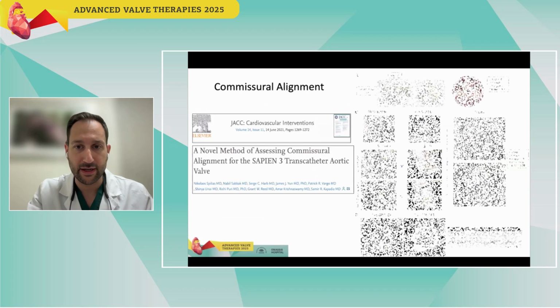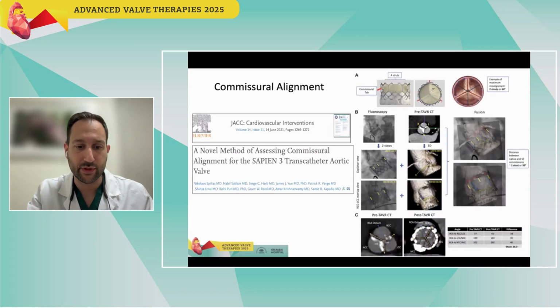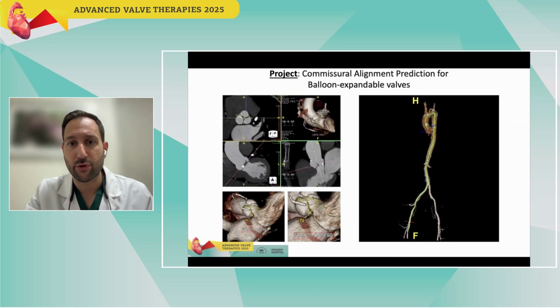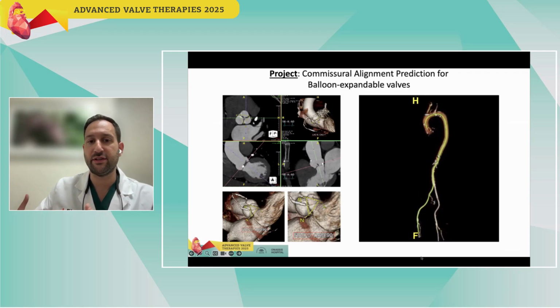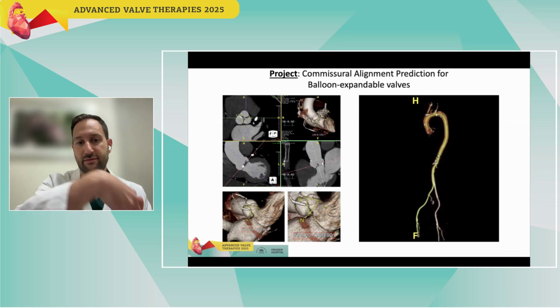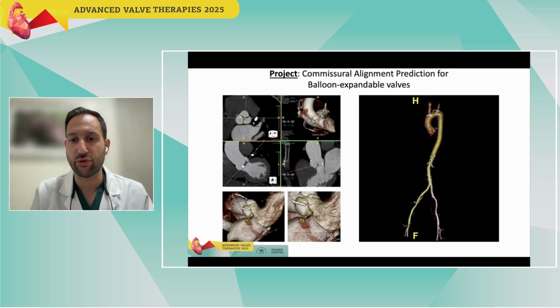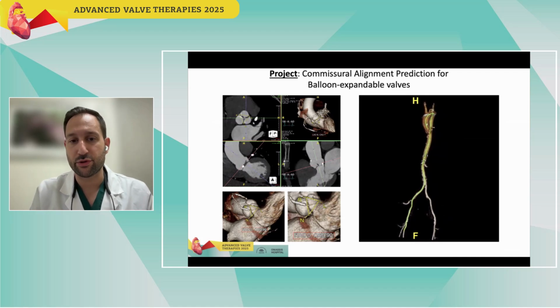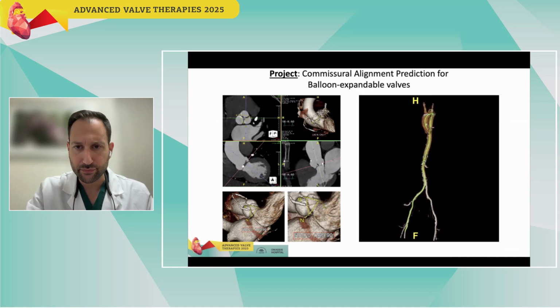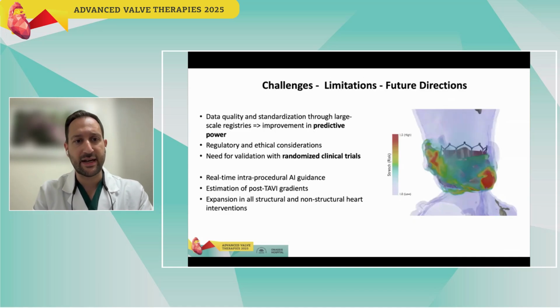Another application, which is a project I'm working on now, is the commissural alignment of the balloon-expandable valves, the SAPIEN and MyVal in Europe. The goal is to try to predict, from the point of entry to the point the valve is deployed in the annulus, how the commissures are going to be aligned. So that's the last slide.